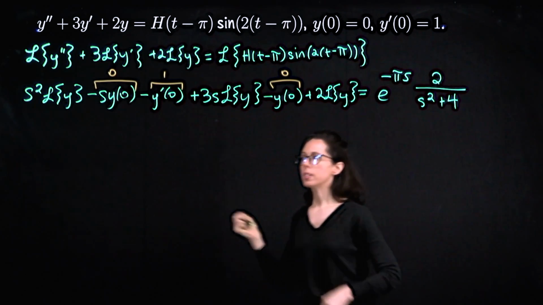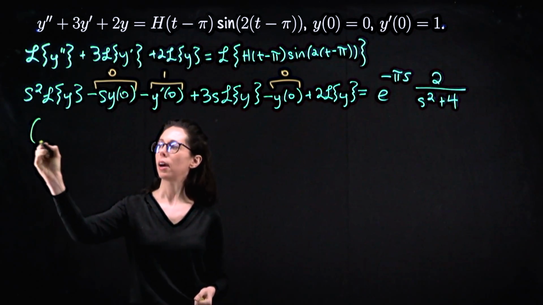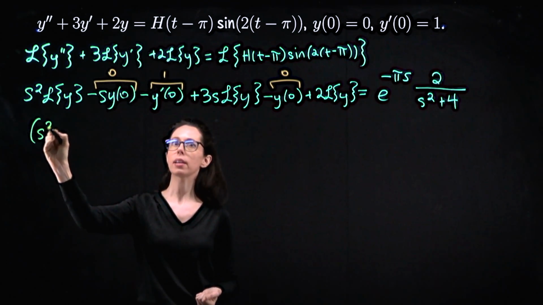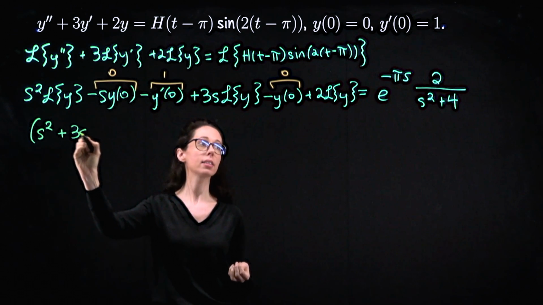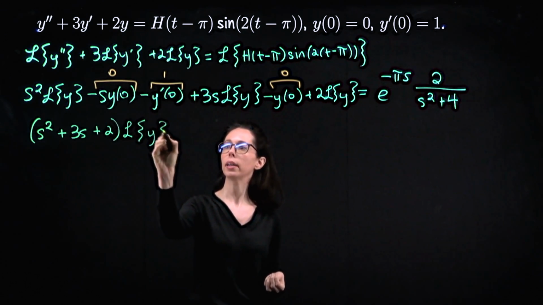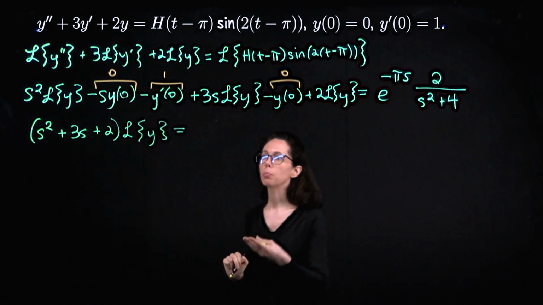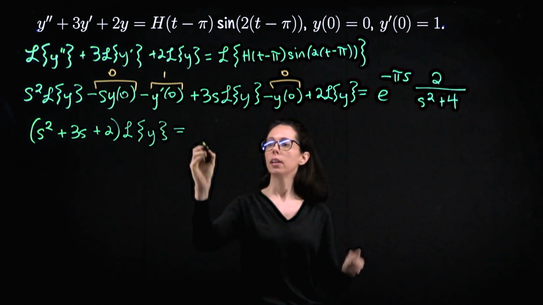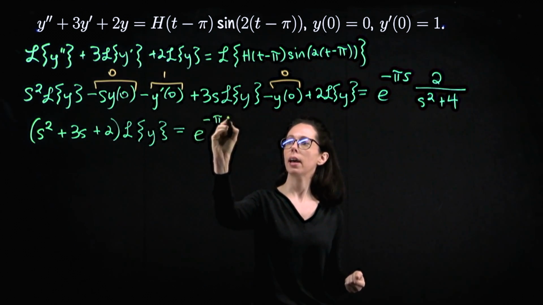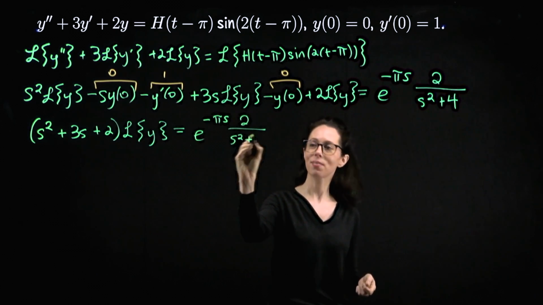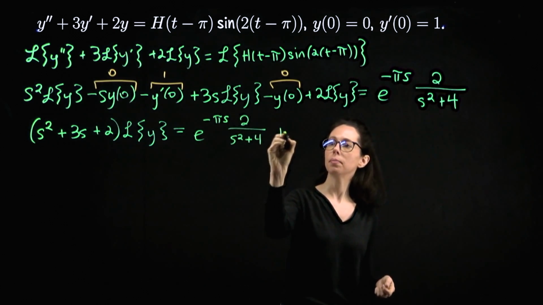Gathering like terms on the left, as expected, our left-hand side is going to look like the characteristic equation. So s squared plus 3s plus 2 times the Laplace transform of y. And I will go ahead and bring this constant over, and I think that's the only thing left on the left-hand side. So we'll have e to the negative pi s times 2 over s squared plus 4, plus 1.